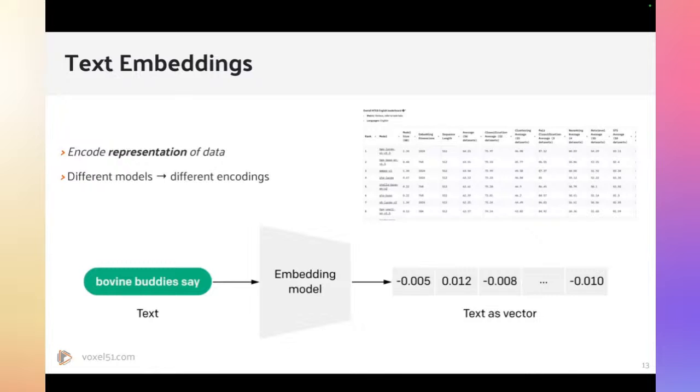So in this case, we take a text, say "bovine buddy," and we pass it through our embedding model, and we generate a text embedding vector, which is a dense vector in this case, but you could also have vectors of zeros and ones, which are really hot these days. And these encode something about your data.